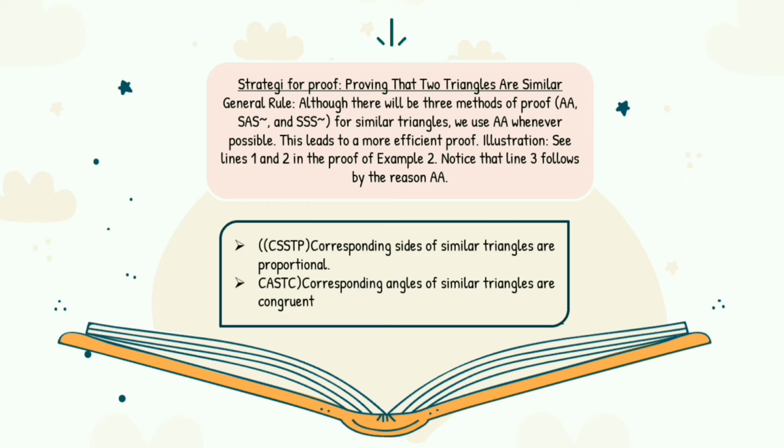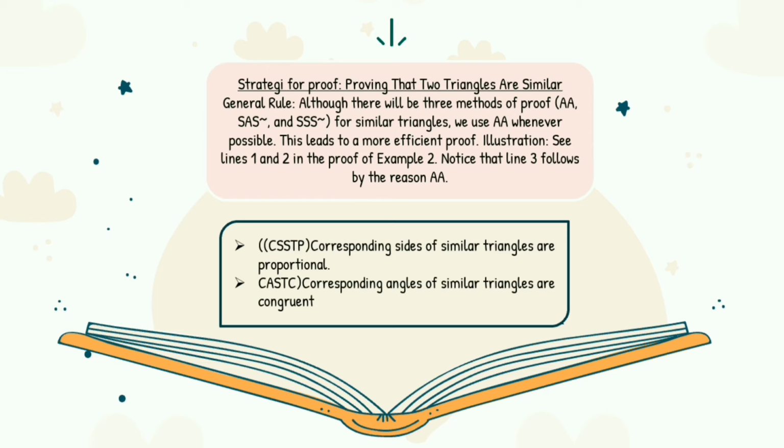Strategy for proof: proving that two triangles are similar. General rule. Although there are three methods of proof for similar triangles, AA, SAS, and SSS, we use AA whenever possible. This leads to a more efficient proof. Illustration. See lines 1 and 2 in the proof of example 2.